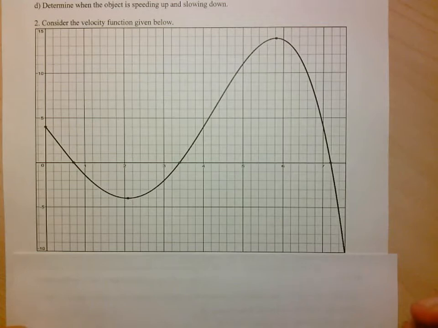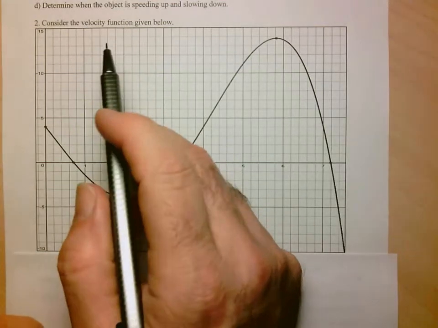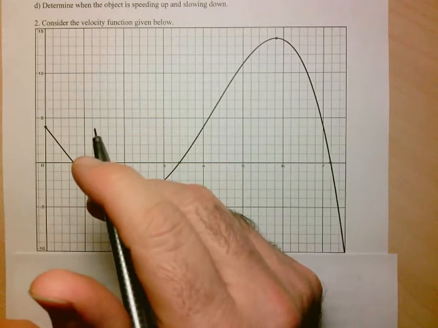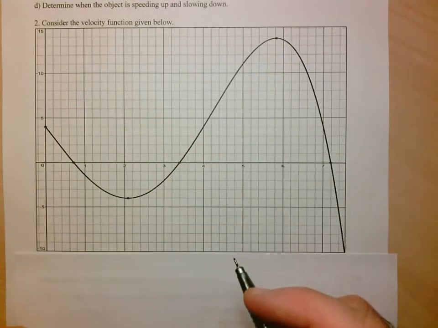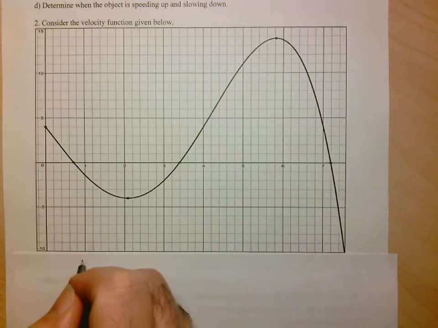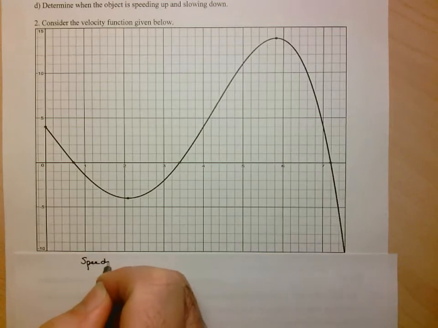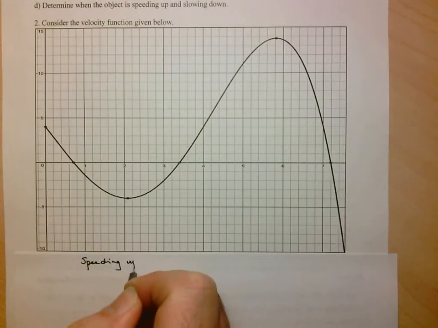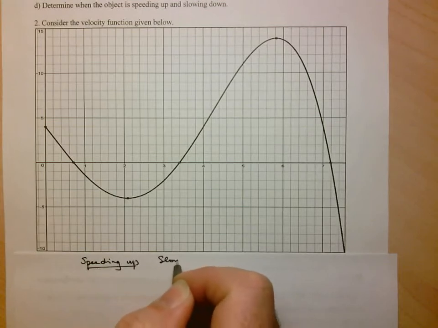Okay, so first of all we need to know what information we're given, and what this graph represents is the velocity function. In order to determine speeding up and slowing down, we have to consider both velocity and acceleration and look at their signs. So I'm going to make two columns here: speeding up and slowing down.